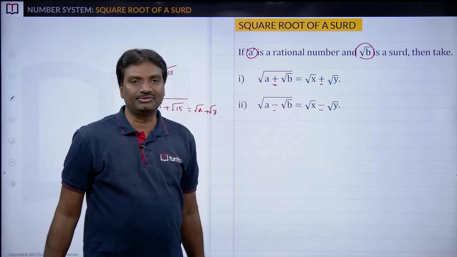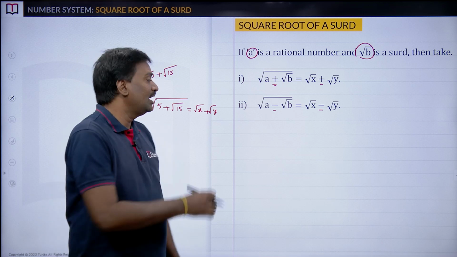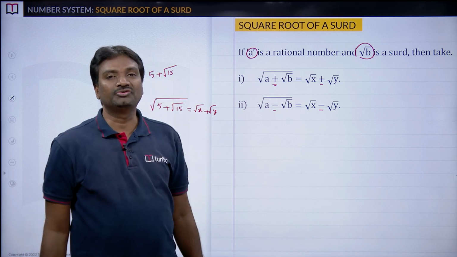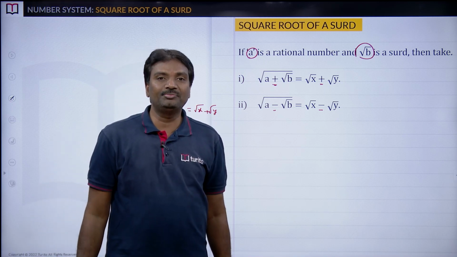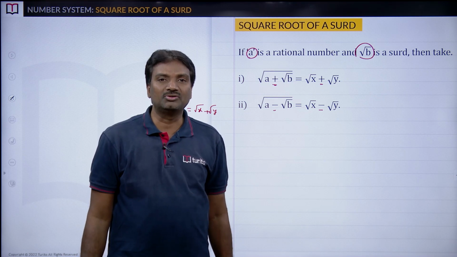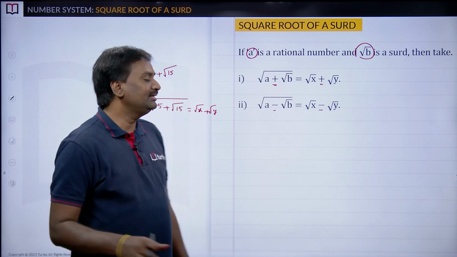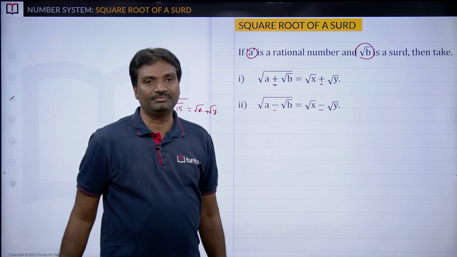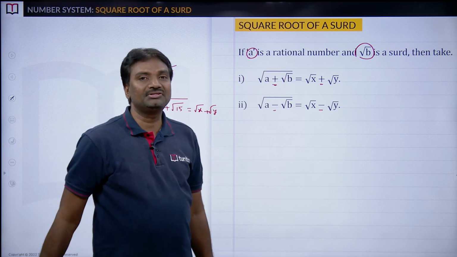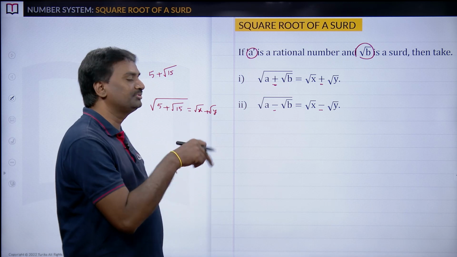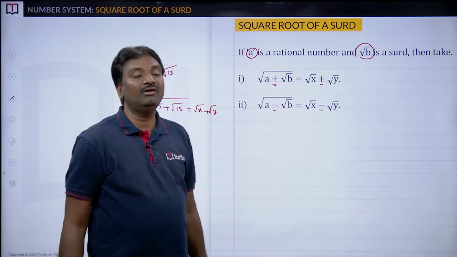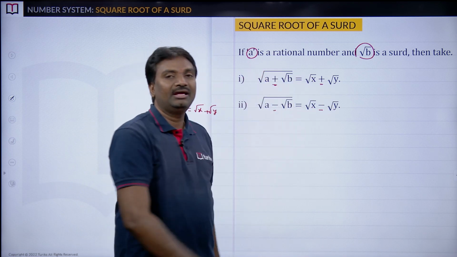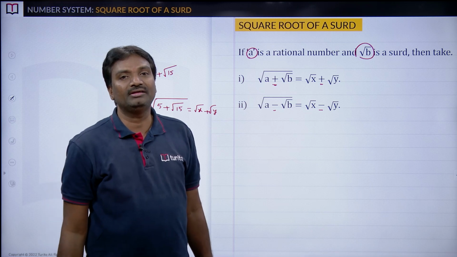So, squaring this on both sides, RHS should be in the form of a plus b whole square, root x plus root y whole square. We know the identity a plus b whole square equals a square plus 2ab plus b square. By applying that identity, you will get rational and irrational numbers on RHS. Next, by comparing the rational numbers and irrational numbers on both sides, you will get the values of x and y. By substituting those values of x and y in this expression, you will get the square root of the given number.